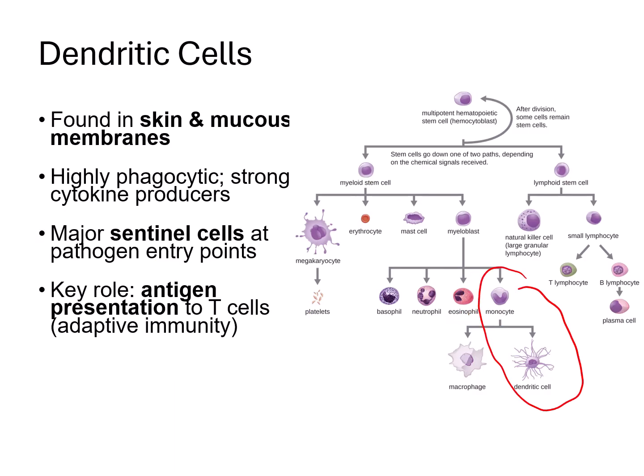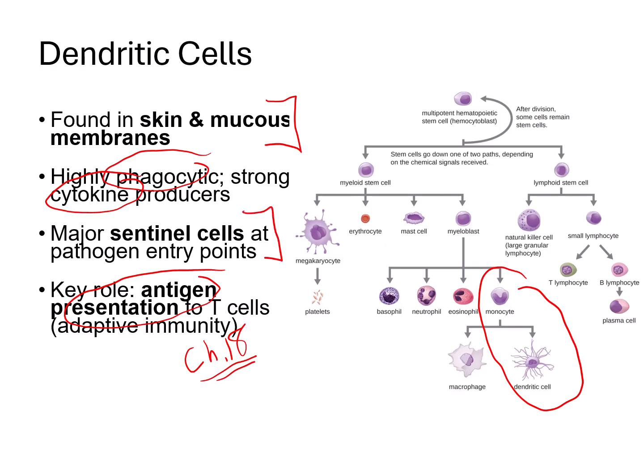For the dendritic cells, these are found in the skin and mucous membranes, the places where pathogens are most likely to enter. They are highly phagocytic and also produce strong cytokine responses. And their most important function is antigen presentation. This is going to activate T cells and initiate adaptive immunity, which we'll talk more about in chapter 18. So because these are going to be encountering pathogens at the most likely entry points through those skin and mucous membranes, we call them our major sentinel cells.